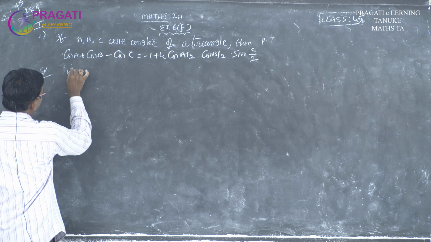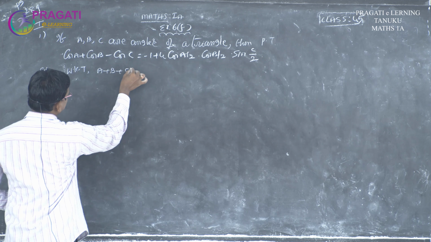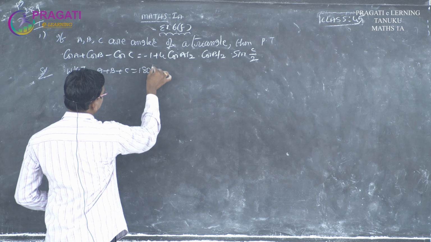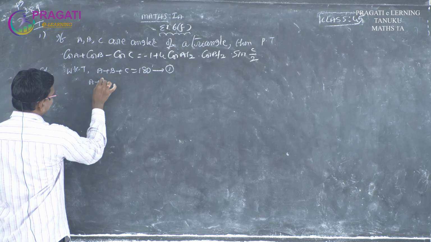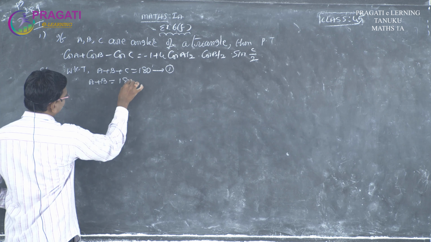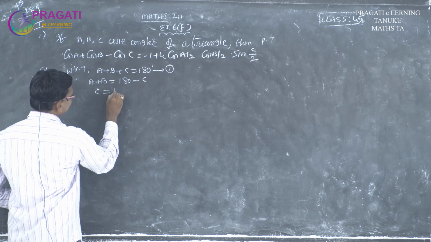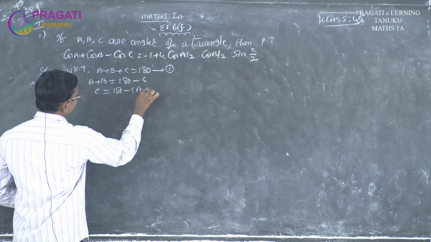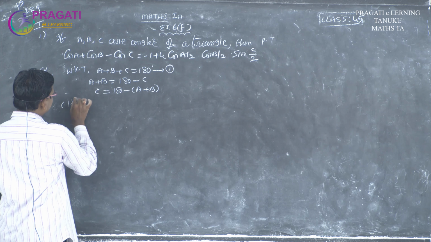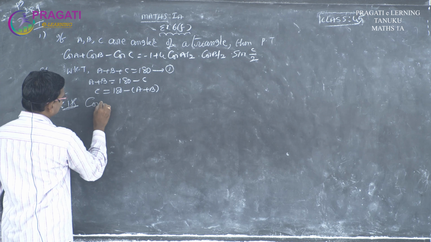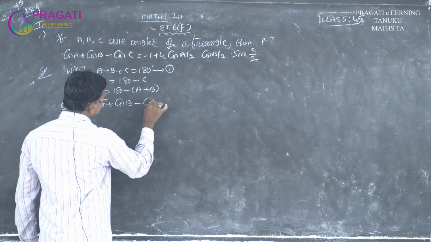Now we know that A plus B plus C is equal to 180 degrees, equation 1. So this is the common part, and A plus B is equal to 180 minus C, and C is equal to 180 minus A minus B, that means 180 minus of A plus B. Now I am taking as LHS: cos A plus cos B minus cos C.